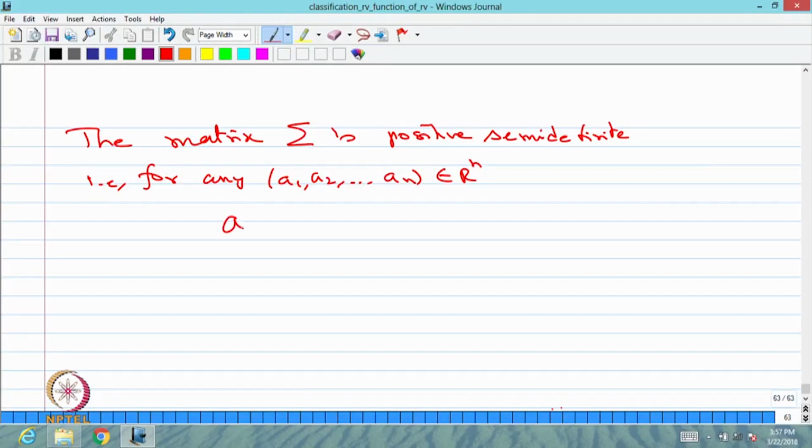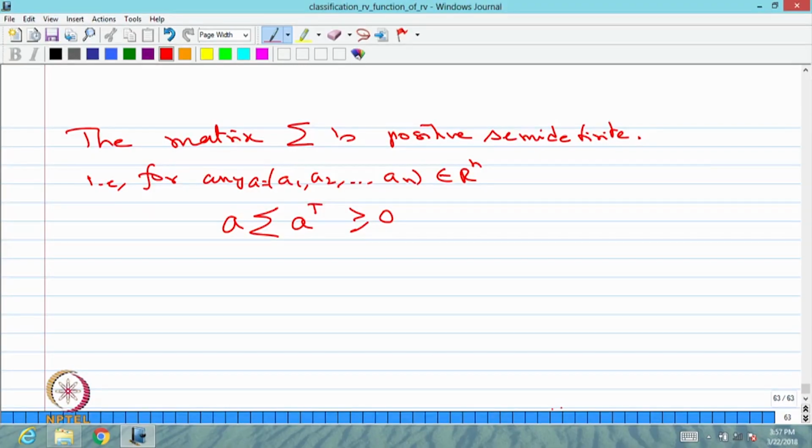the vector, suppose I denote this as the vector A whose elements are a1, a2, an belonging to Rn, A vector multiplied by the matrix, then A vector transpose, this value is always going to be greater than or equal to 0. That is called the matrix is positive semi definite. The covariance variance matrix of random vector is always positive semi definite.